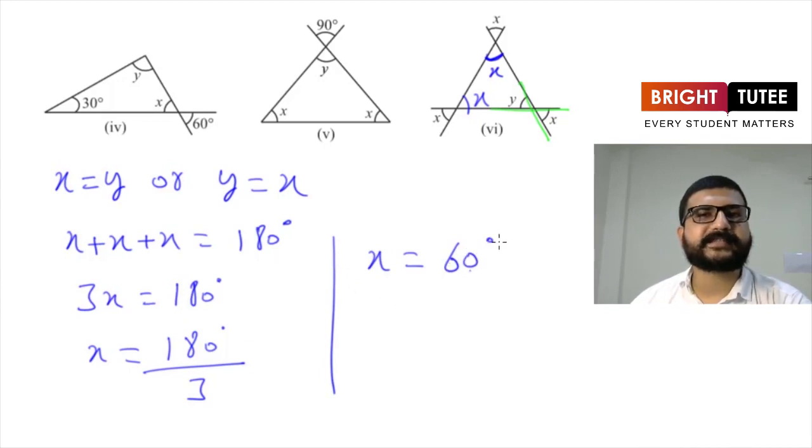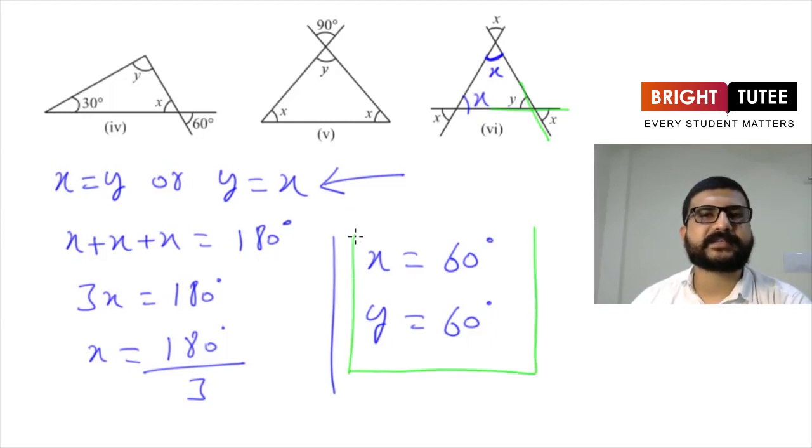Now, if x is 60, by using this equation, we can say that y is also 60, because we know y and x are equal only. So, now we got x is 60 and y is also 60. So, we got the values of both the unknowns from the last part of the question also.